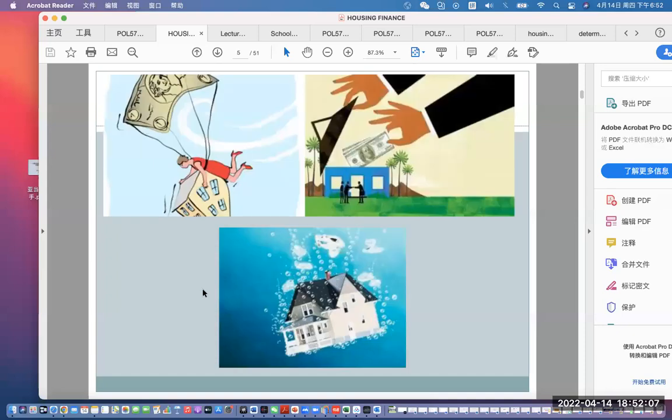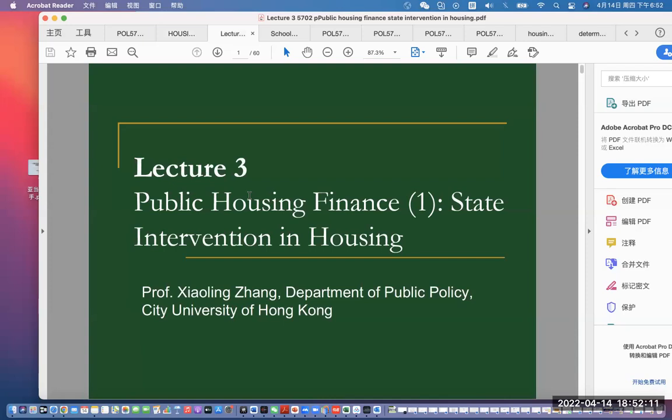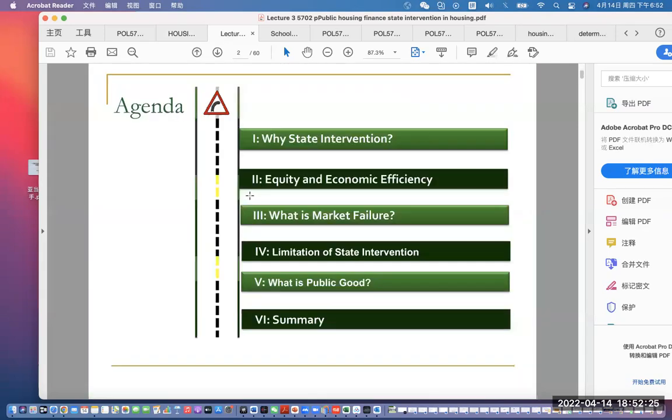And then, so we would now try to go to the third one. This one lecture would be important for you to spend some time on for revision and review, because it has introduced state intervention in housing. This is the general outline. We have introduced why state intervention is important, what equity and economic efficiency are, and what market failure is.